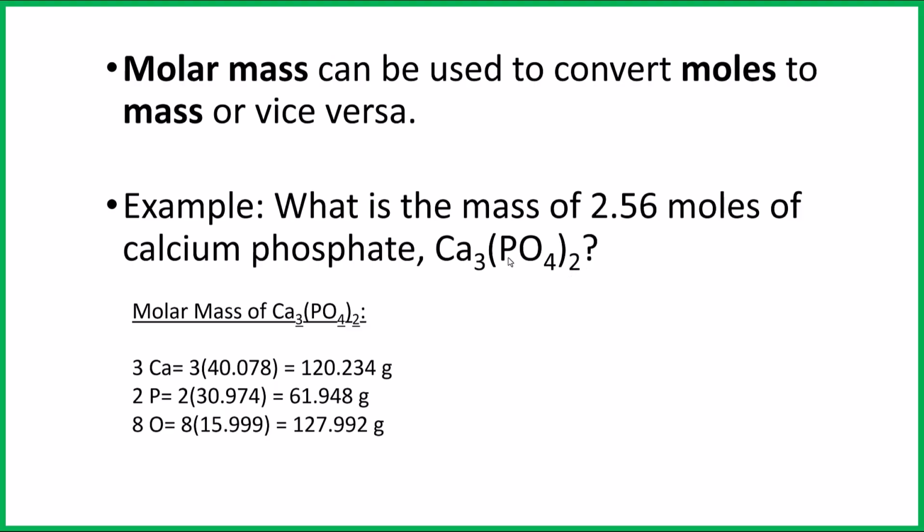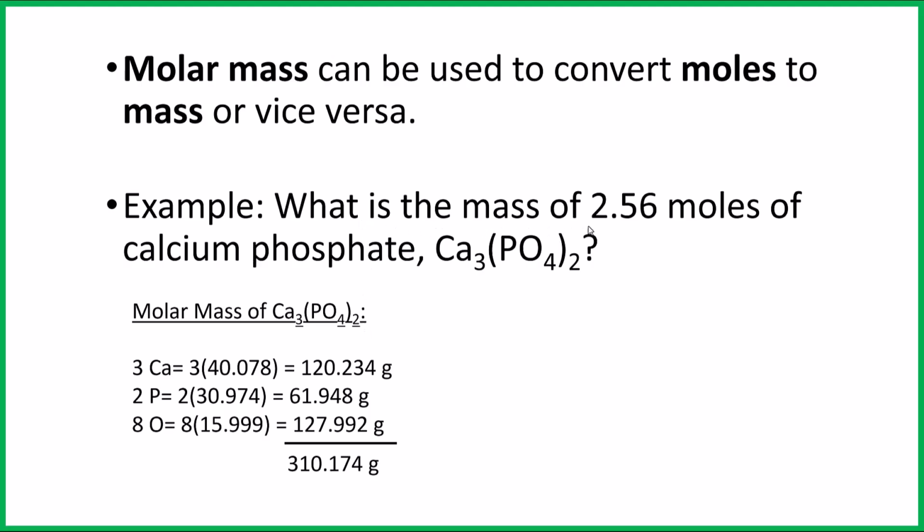2 is on the outside of the parentheses. So there are 2 of this entire polyatomic ion. So all of this combination here, there are 2 of them. So there's 2 phosphorus and then there are 8 oxygen. We multiply that subscript through. So adding up all of these numbers, we get 310.174 grams for the molar mass of calcium phosphate.